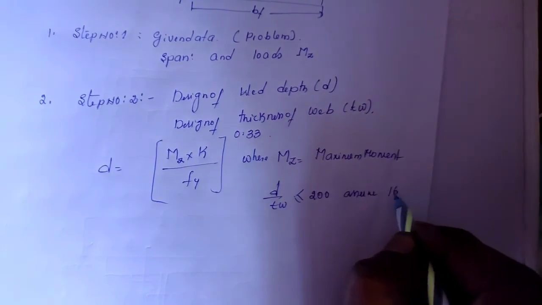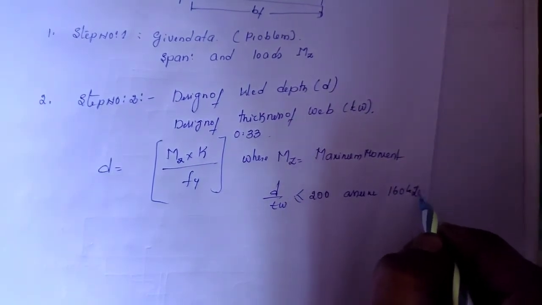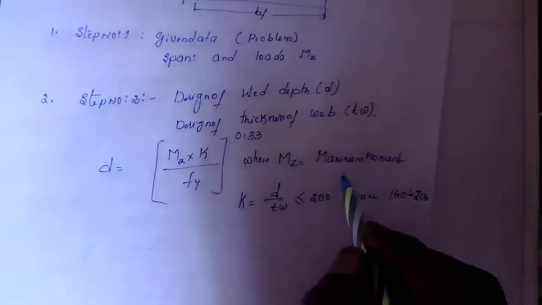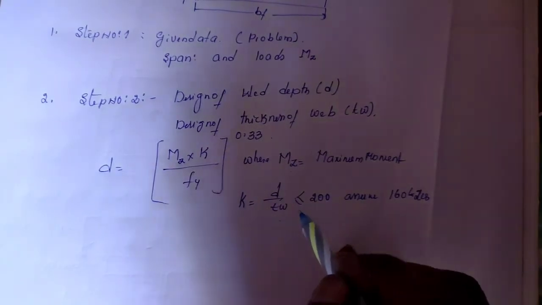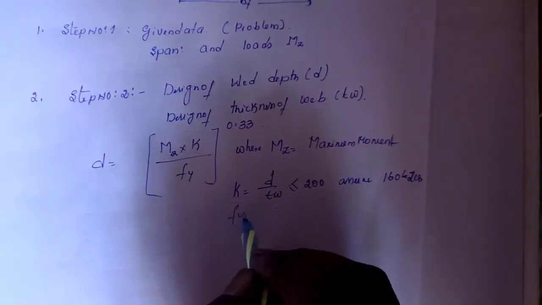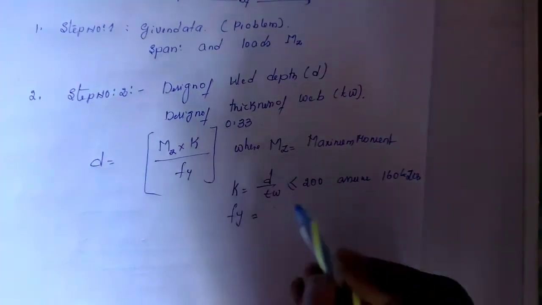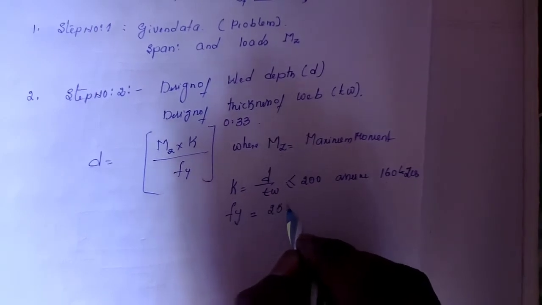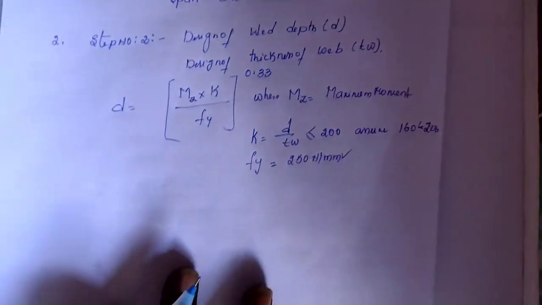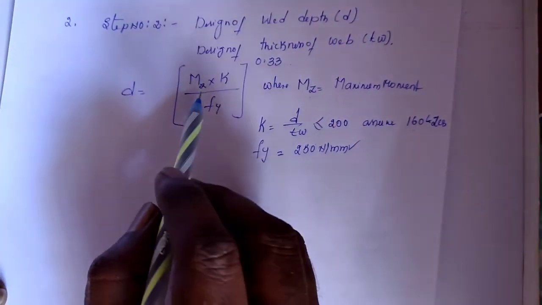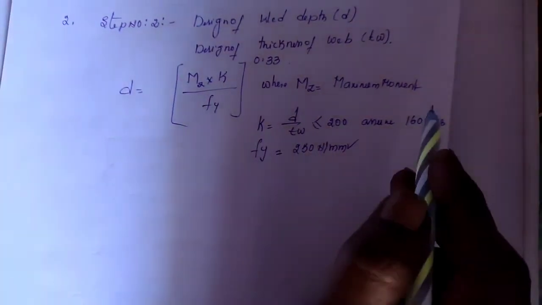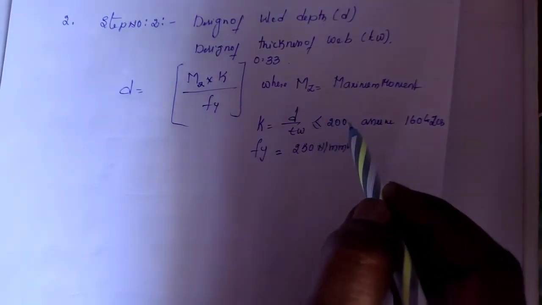Assume 160 to 200. This is equal to K value, where MZ is equal to maximum moment and K is equal to d by tw less than or equal to 200. Assume 160 to 200 only. FY is equal to characteristic strength of steel, therefore 250 Newton per mm square. Small d is equal to MZ multiplied by K by FY, where MZ is maximum moment and K is d by tw less than 200.